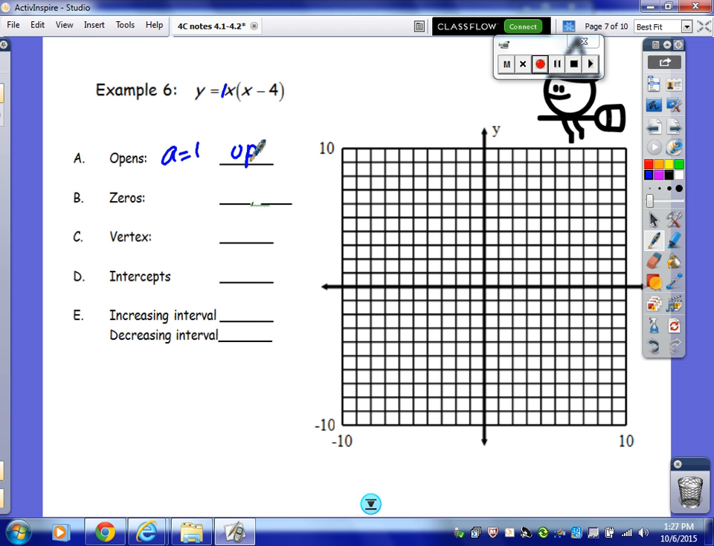All right, we need to find our zeros, so set each factor equal to 0. So x is 0, so (0, 0) is a point, and x is equal to 4, that means (4, 0) is a point.